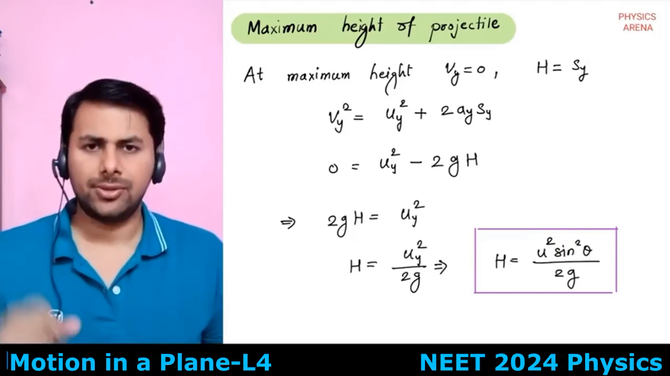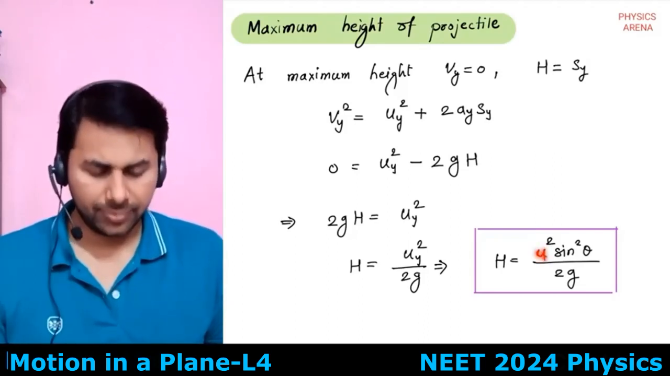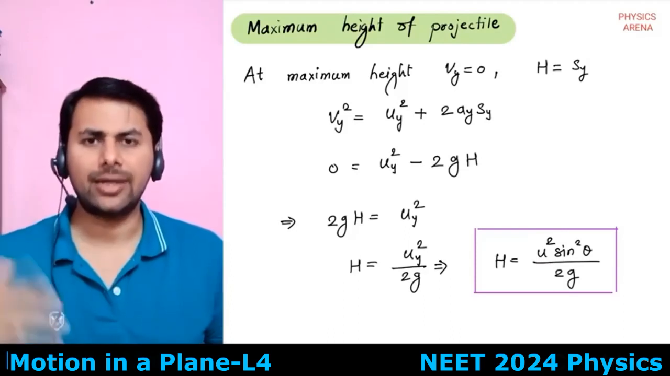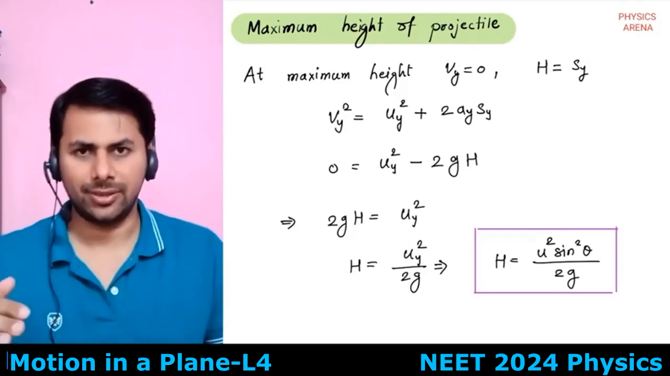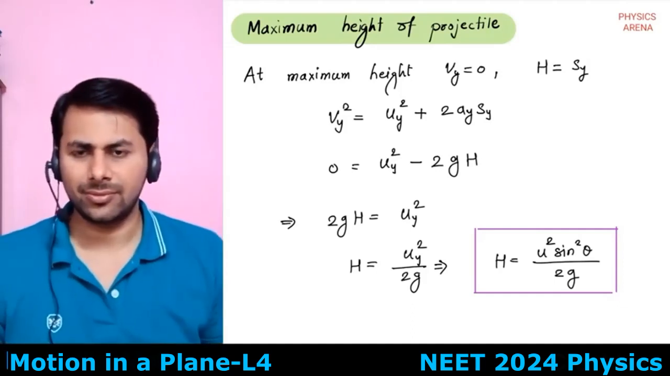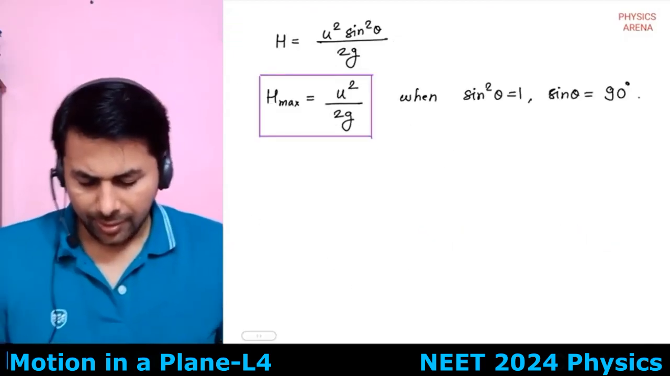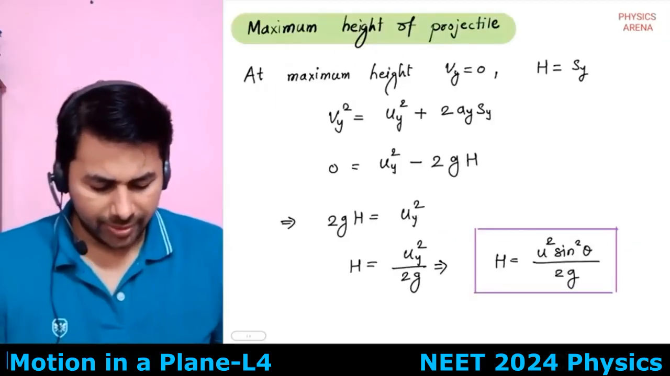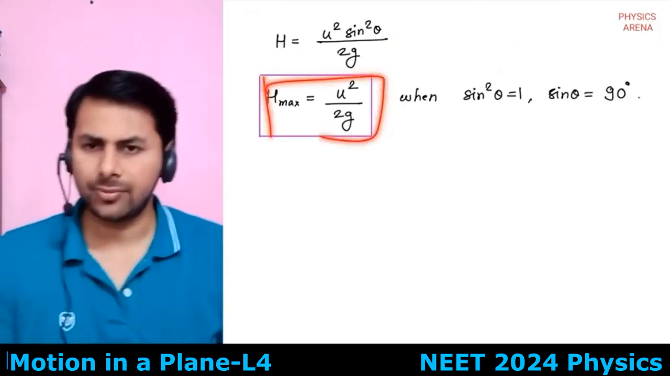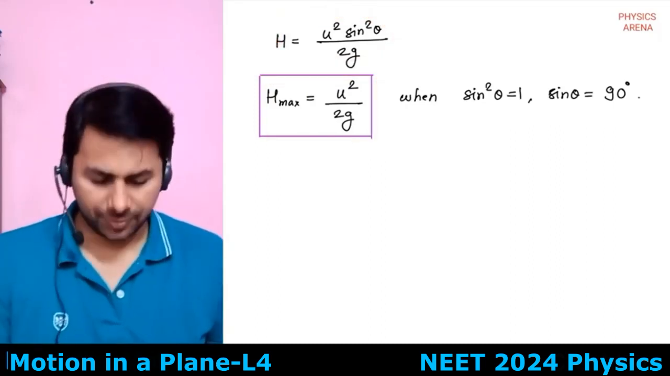So your projectile thrown with some initial speed u will attain the maximum possible height when you throw it at an angle of 90 degrees with the horizontal. That means when you throw it vertically upwards. So this is simple, right? Then how much will that maximum height be? It will be u square divided by 2g. If you know this formula, you can find that maximum height too.